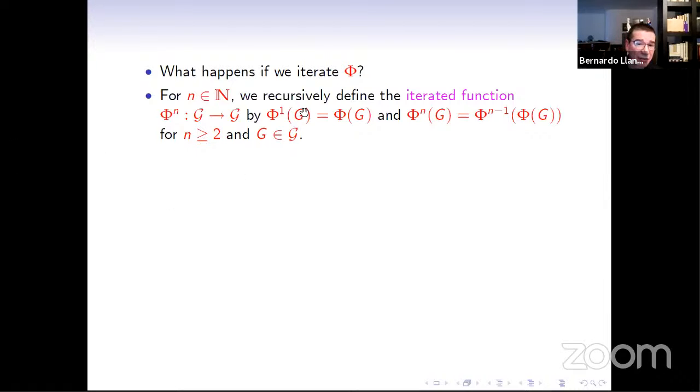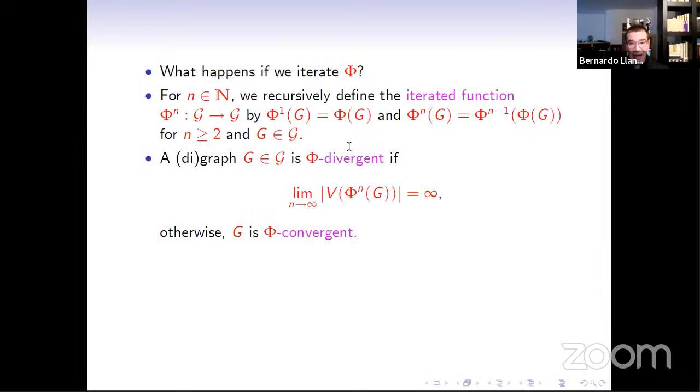You define the first step to be phi of G, and the nth iteration is applying phi to the step before, phi of G to the n minus 1. This is a common definition. And I want to know what is the behavior of this function.